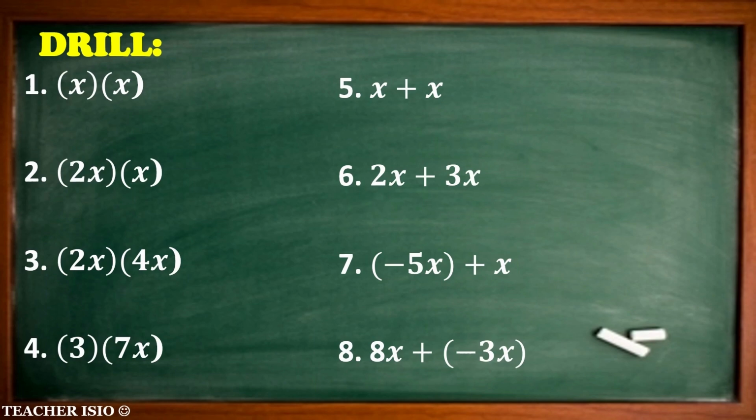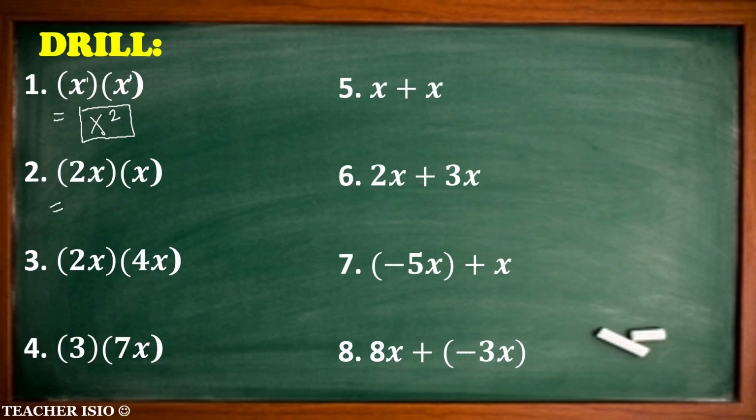So we have x times x. So the answer is x squared. Why? Kasi diba, if we have the same base, just add the exponent, okay? So may invisible 1 dyan, that's why 1 plus 1 equals 2. That's why the answer is x squared. Let's have number 2.